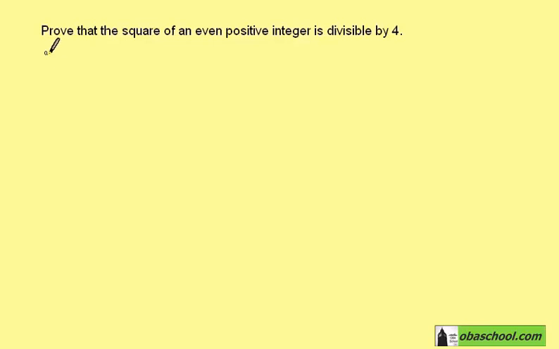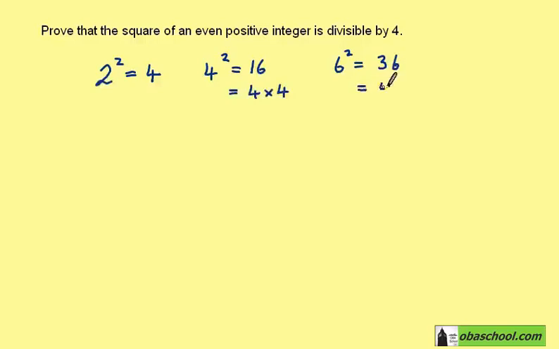We want to prove that the square of an even positive integer is divisible by 4. Let's look at this with some examples. 2 squared is equal to 4. 4 squared is 16, which is 4 times 4. 6 squared is 36, which is 4 times 9. So it's true for the ones we've tried.